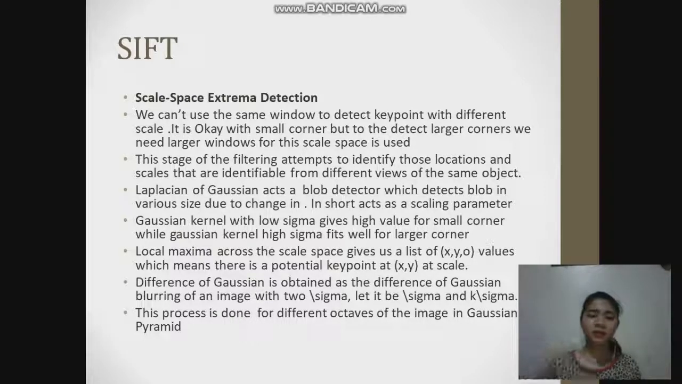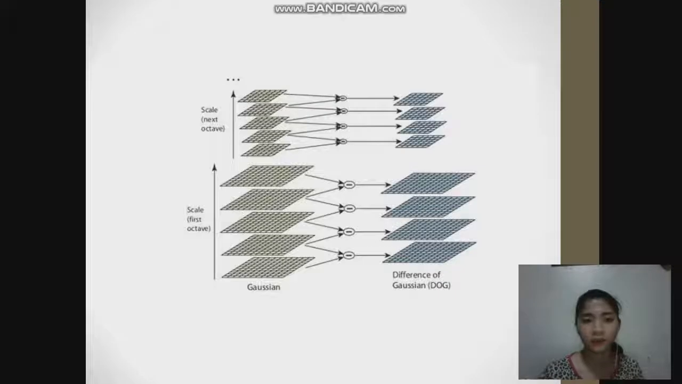This difference of Gaussian is obtained as the difference of Gaussian blurring of an image with two different sigmas. This process is done for different octaves of the image in a Gaussian pyramid. So this is the window scale from the first octave and the next octave. So there are two filterings, which are the Gaussian and the difference of Gaussian.